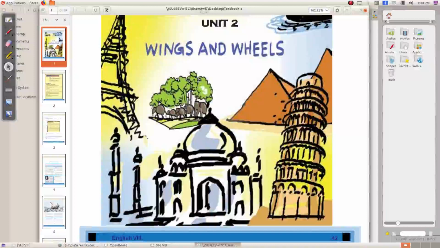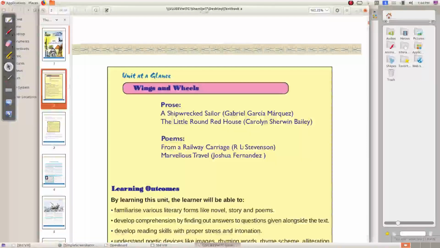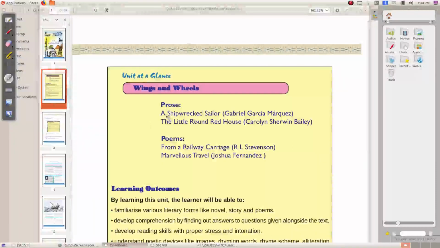So we have taken different texts here. You can just see which is the text. The first one is the prose part, and we are having a poetry part. As usual, the first unit also we were having. And here you see a shipwrecked sailor. That is an adventurous story, an adventurous travel, by Gabriel Garcia Marquez. You might have heard of him. If not, we will get acquainted with him and know something about him.